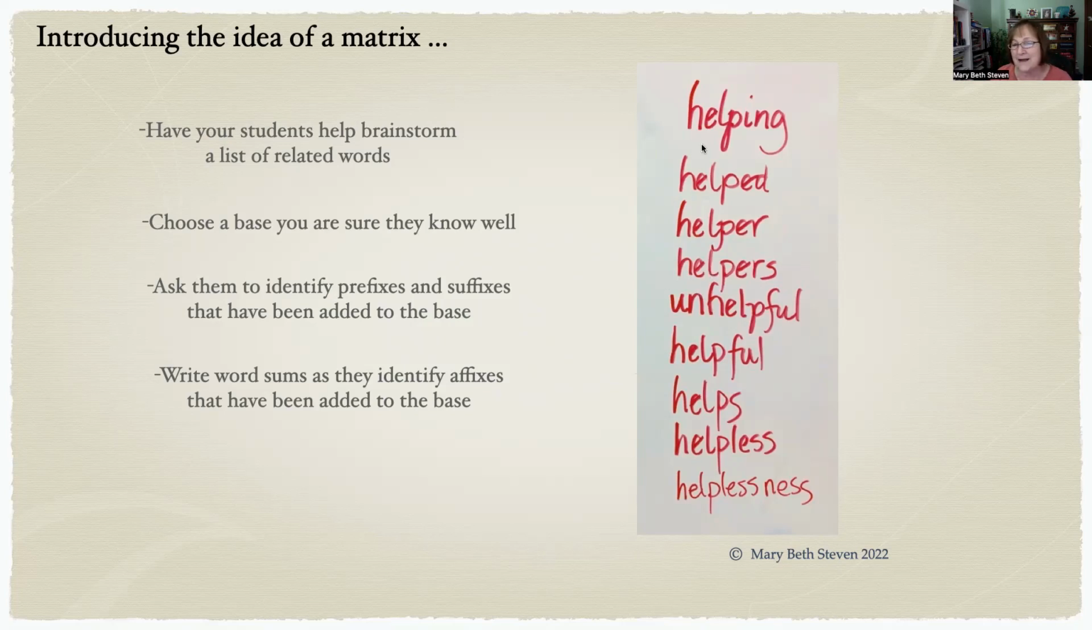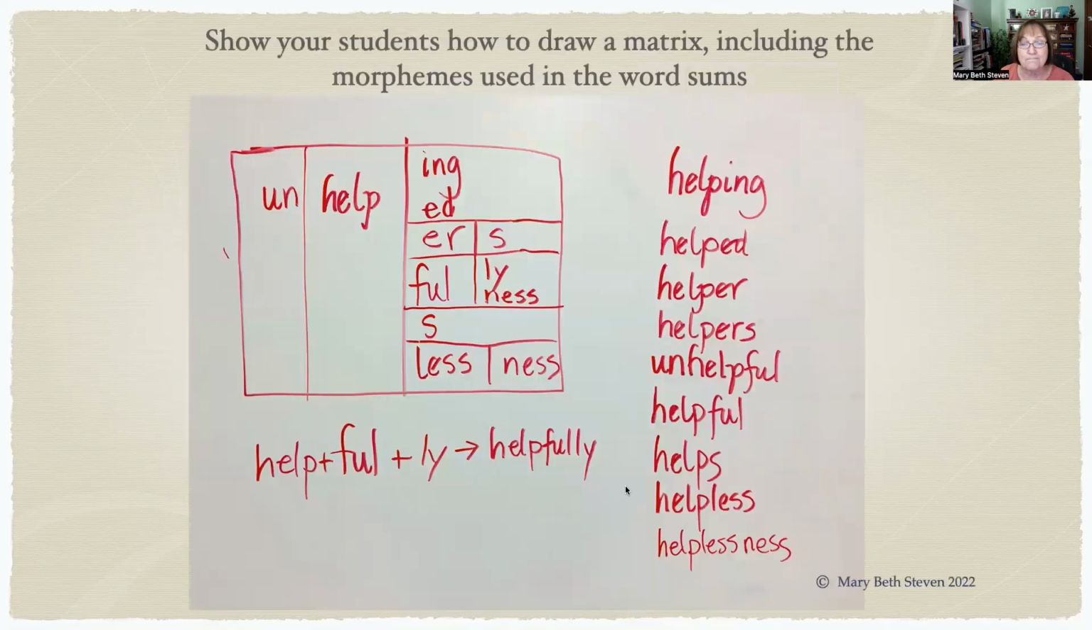So if I say help is a word, can you think of other forms? Can we add suffixes or prefixes to it? And when I put it that way, the students say, oh yeah, helping, helped, helper, helpers, unhelpful, right? They have lots to offer me. And so we end up with a nice list like this. Now it's ready to show them how we could take this list of words and organize it into a matrix.